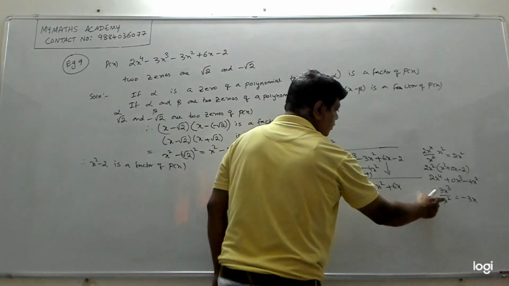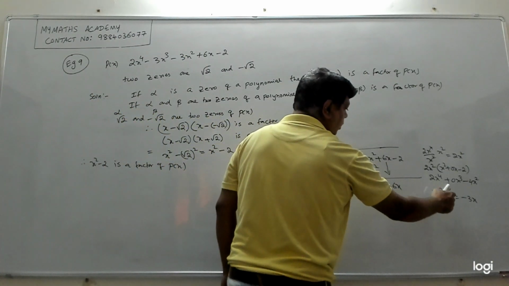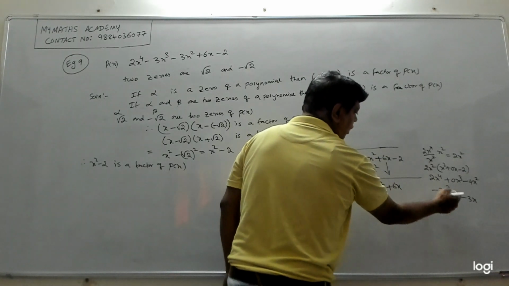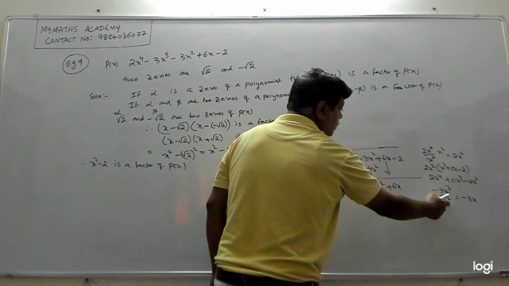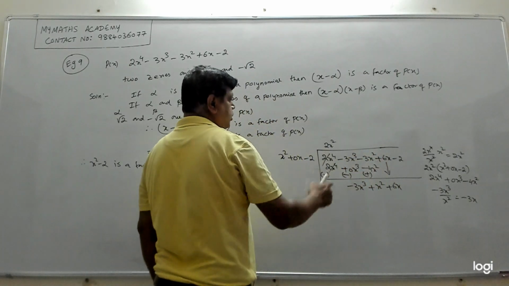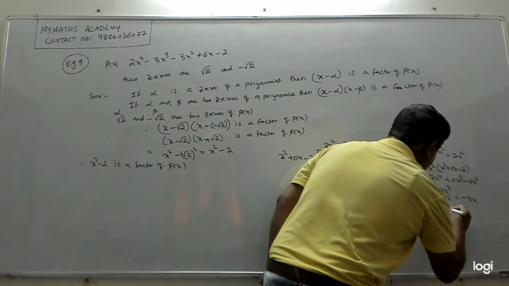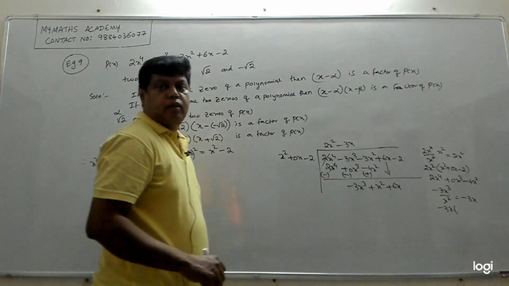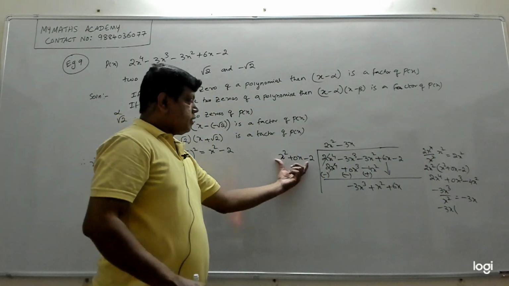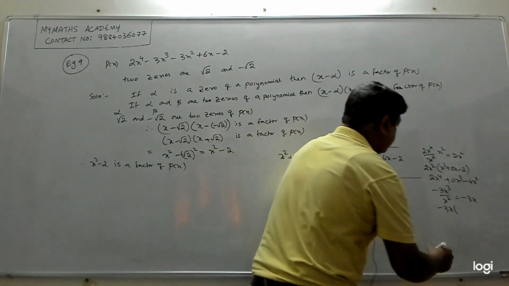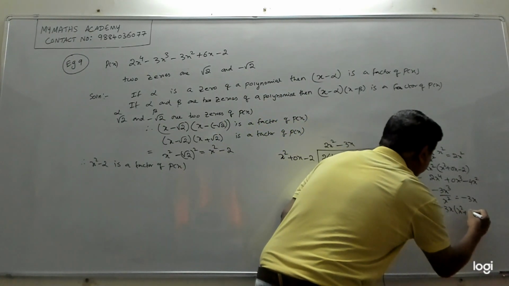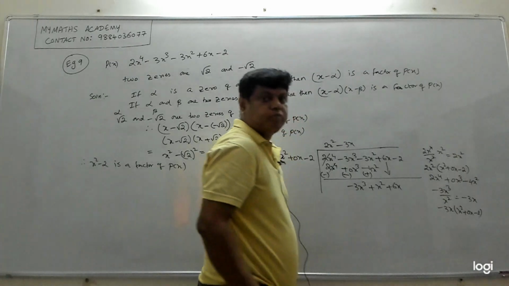This is x square, this is x cube. If x square and x cube get cancelled, you will have 1x. But this has 3x, so if you cancel, you will have minus 3x. Now with the minus 3x, we have to multiply this x square, right? X square plus 0x minus 2.